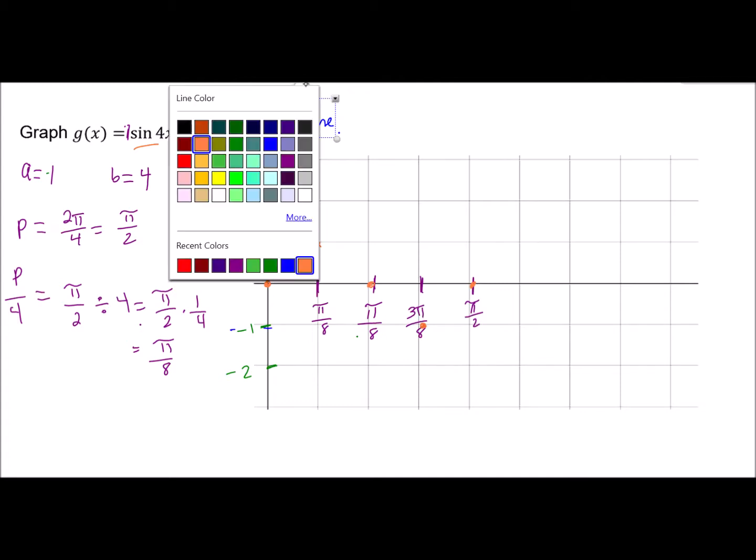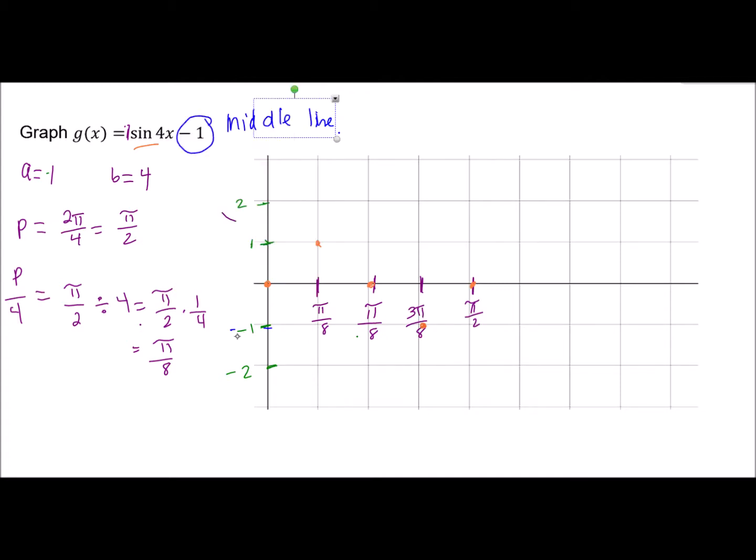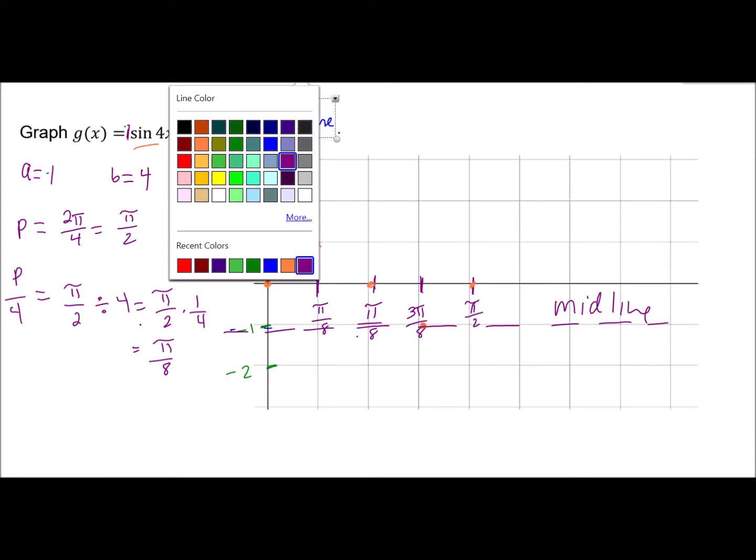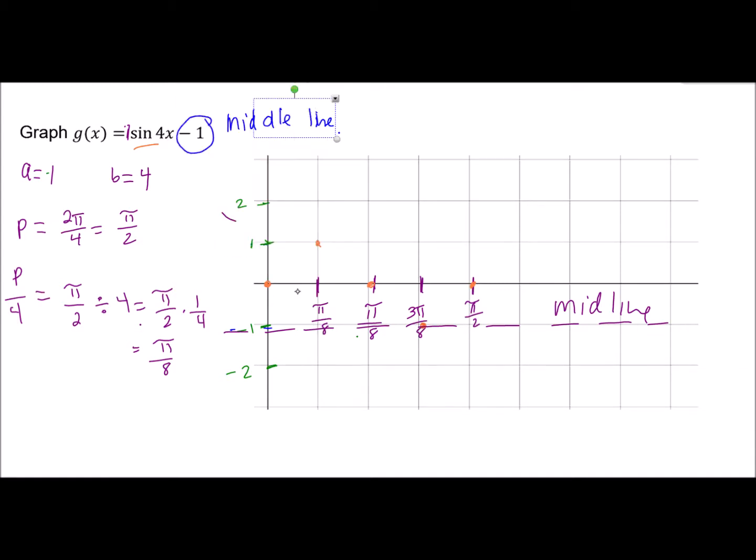Now, since I know that my midline is actually right here now, you're going to look at the pieces and say, okay, this is where my start was at 0. The midline was at y equals 0. Now it's y equals -1. So this point needs to move down 1 to get on the new midline. It starts and ends at the same spot, so pi halves is also going to go there. And then pi eighths is also going to go there.